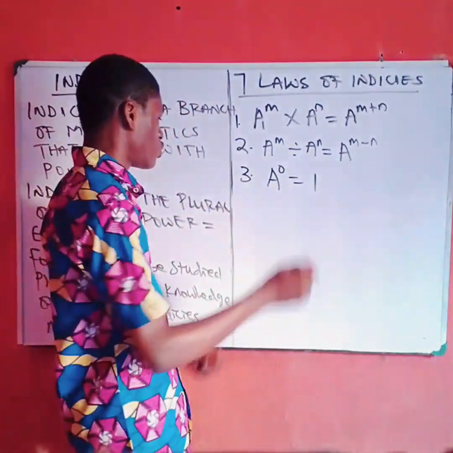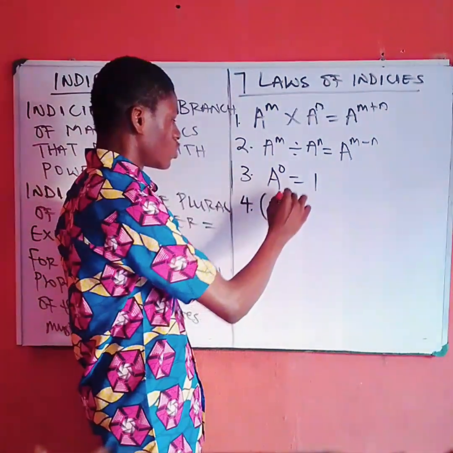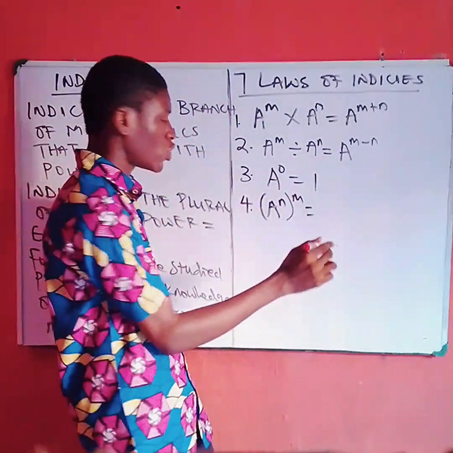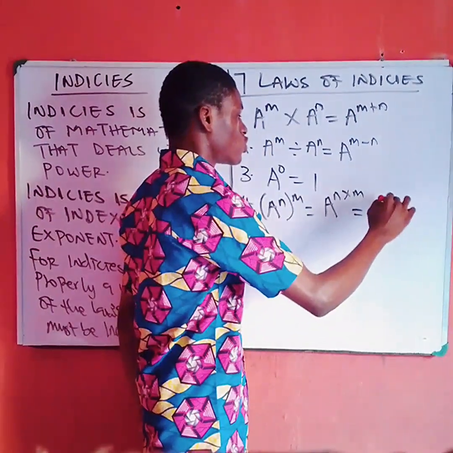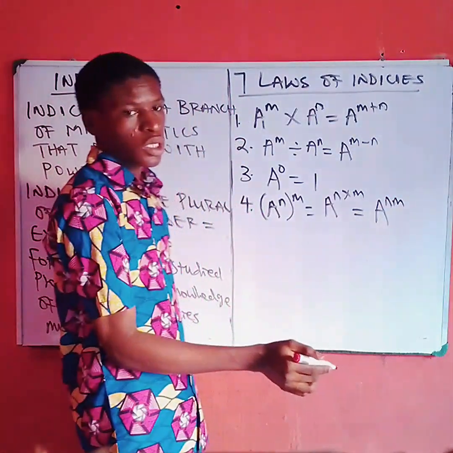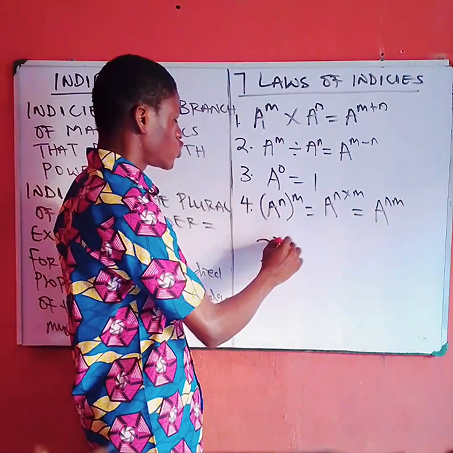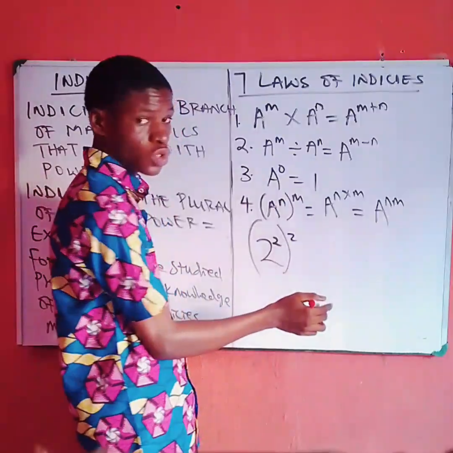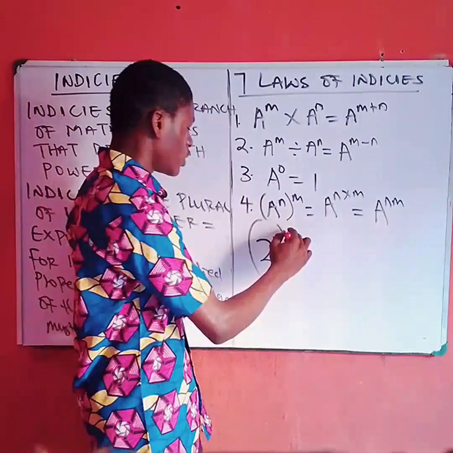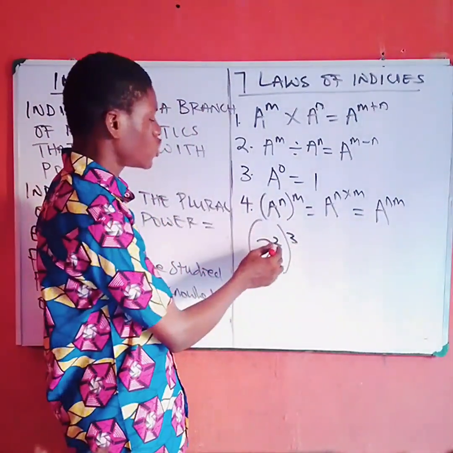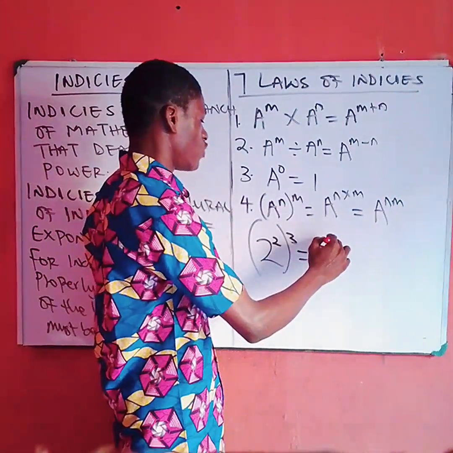Now, we have another law, number 4. We have that a raised to the power of m, bracket n, is equal to a raised to the power of m times n. So I can state it this way: 2 raised to the power of 2, bracket 3. Let me use 3 as the power. So 2 raised to the power of 2, bracket 3, is 2 raised to the power of 2 times 3, which is 2 raised to the power of 6.